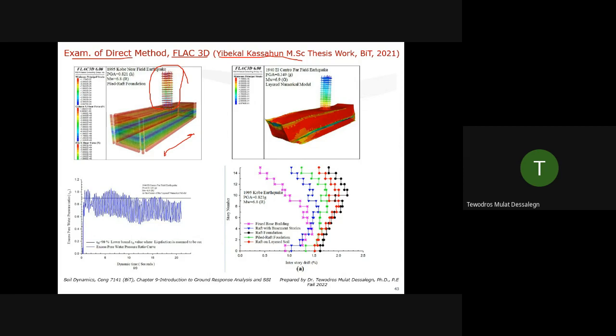Now it's introducing structural elements: beams, columns, even foundations. So he was able to model and run the simulation, and because it's a direct method, he was able to do liquefaction modeling within the soil. This is what he got for liquefaction: dynamic time, excess pore water pressure. You remember this plot? You can get a similar plot from shake table and centrifuge, we have seen it.